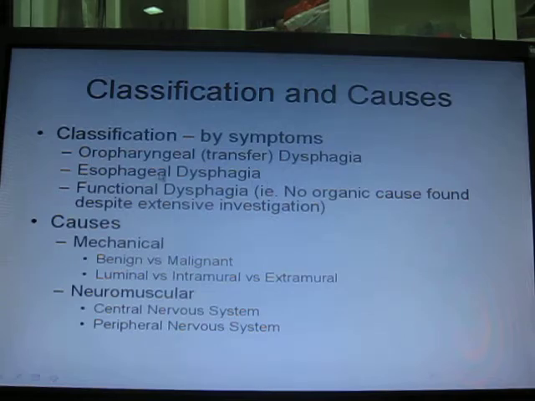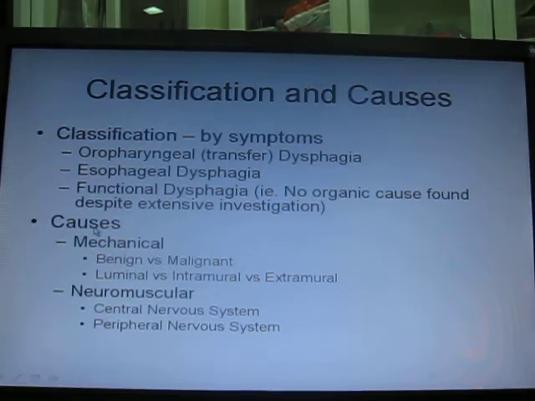classifications of dysphagia. So in other words, you can have esophageal mechanical causes, esophageal neuromuscular causes, oropharyngeal mechanical, oropharyngeal neuromuscular. So an example of an esophageal mechanical cause will be a peptic stricture or esophageal cancer.